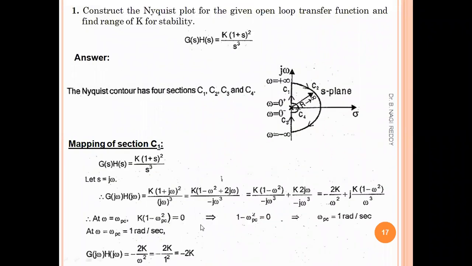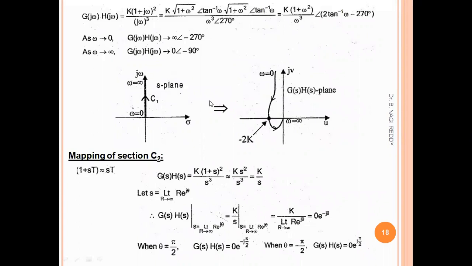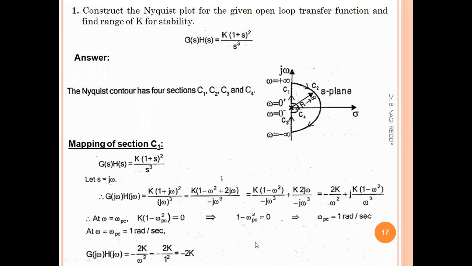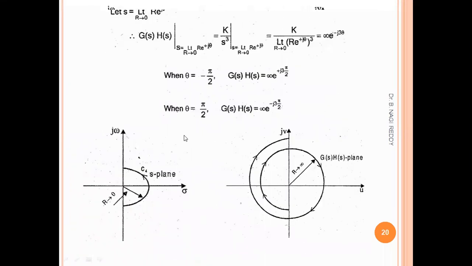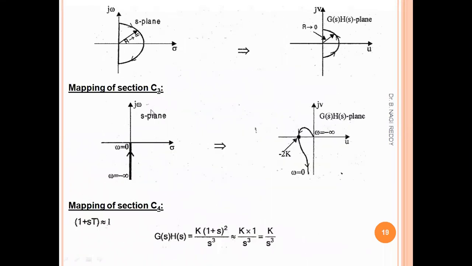So by doing all these calculations directly, we can draw the graph like this. So skip all this calculation. Directly you can write a statement for C3. For C3, write a statement here that C3 is the mirror image of C1 section. So the graph for C3, the Nyquist plot on the S plane from infinity to 0, the Nyquist plot on the G(s)H(s) plane will be in this direction.